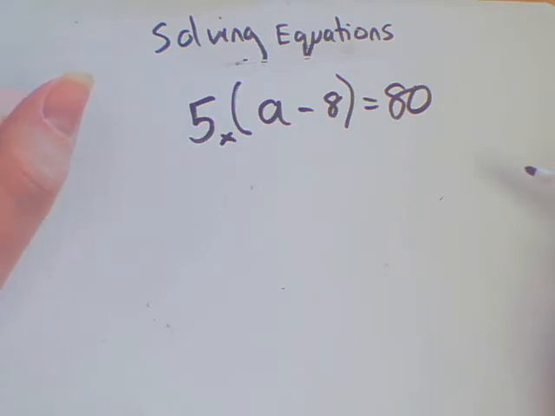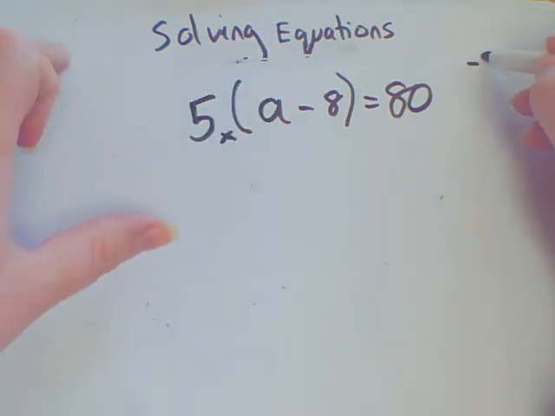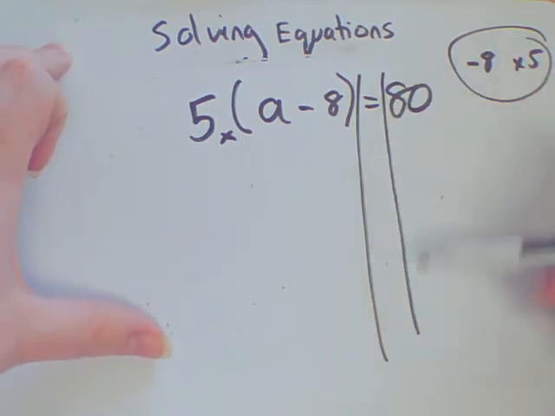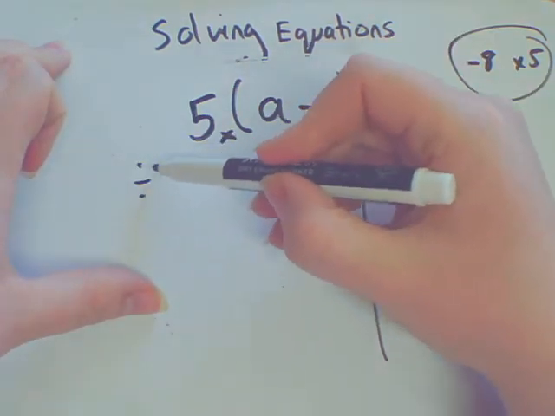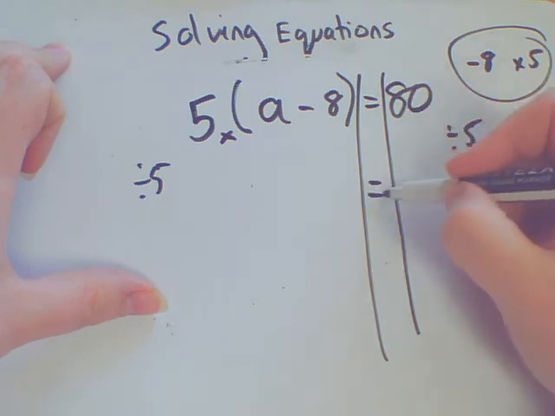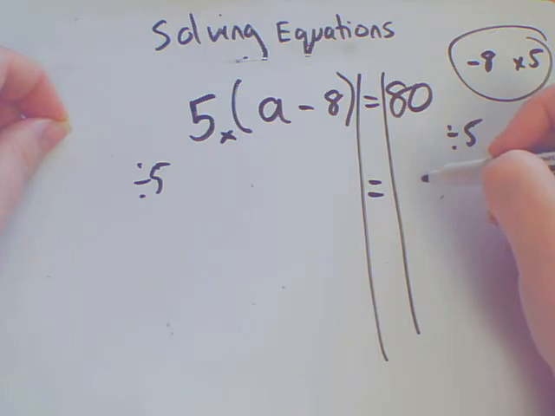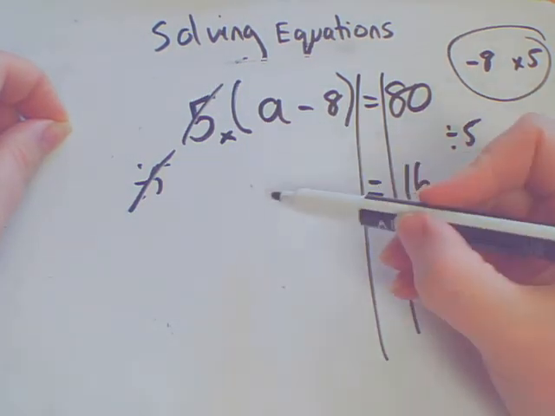So if we do the method we just previously did, this is telling me to take my value, subtract 8, times it by 5 to get my value of 80. So that's what I'm going to undo. I'm going to divide by 5 on both sides. So 80 divided by 5 is going to leave me with 16. If I divide by 5 on this side, then it cancels out, and I get left with a take 8.